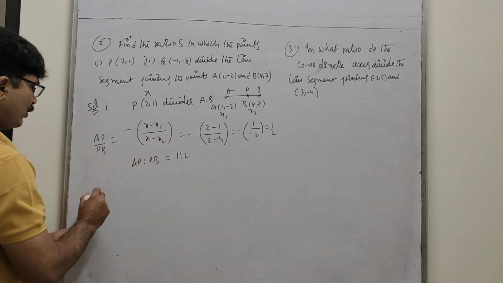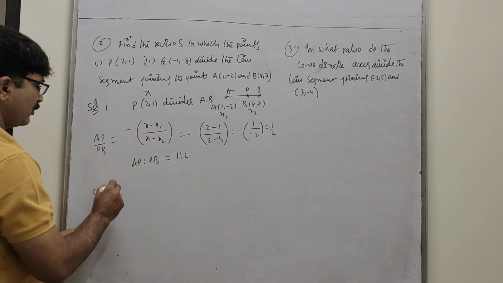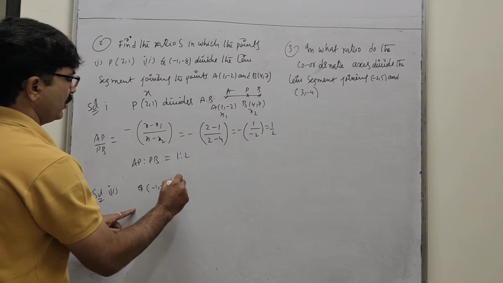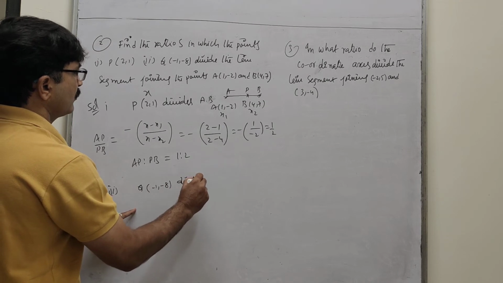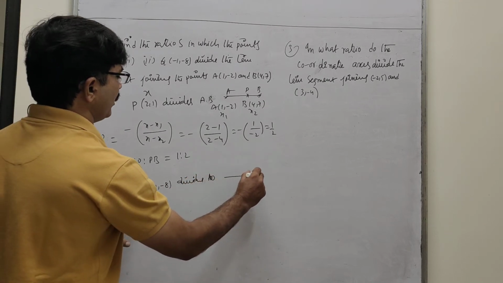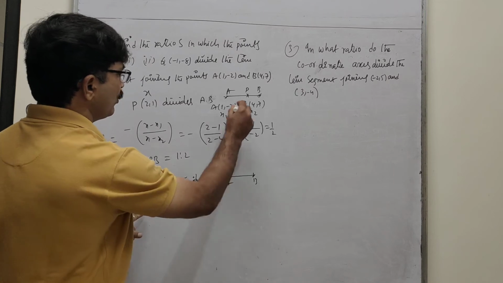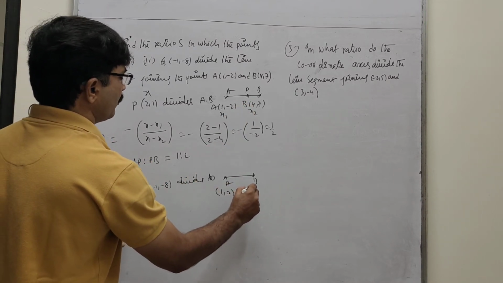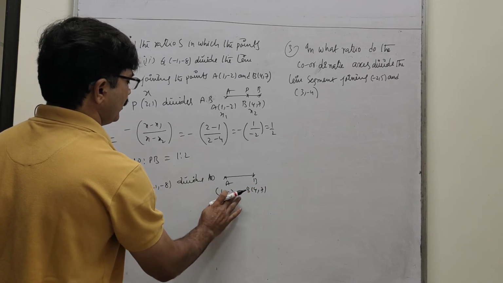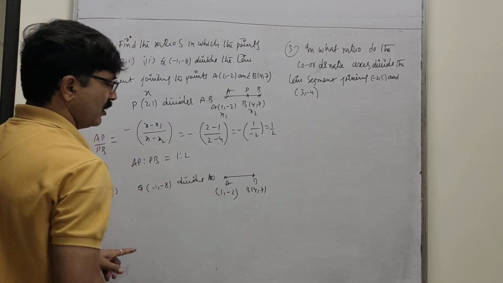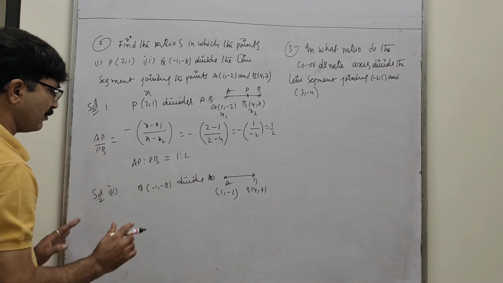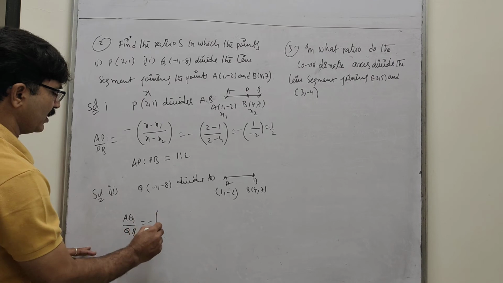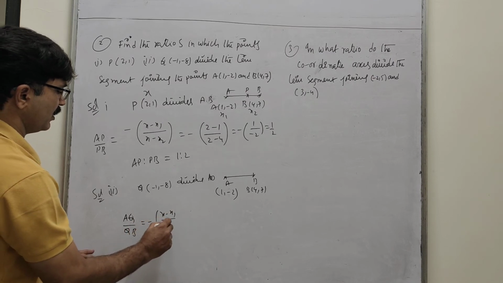Now come to the next one, solution for the second one. Second one solution is Q. This time Q I am taking (-1, -8) divides AB. I don't know what is going to happen here. A as you know very well is (1, -2) and B is (4, 7). Now the same formula I am using. This time AQ by QB is equal to minus of (x - x1) by (x - x2).